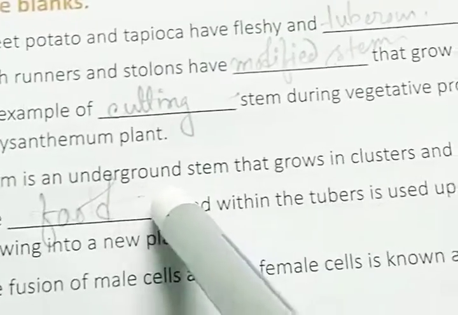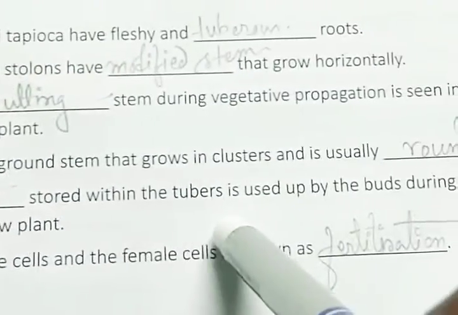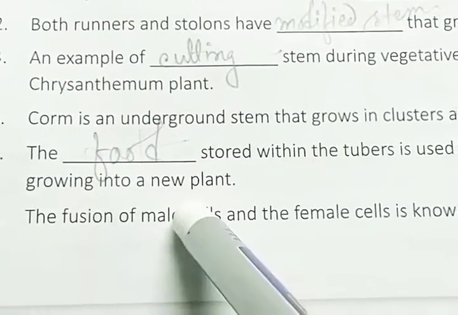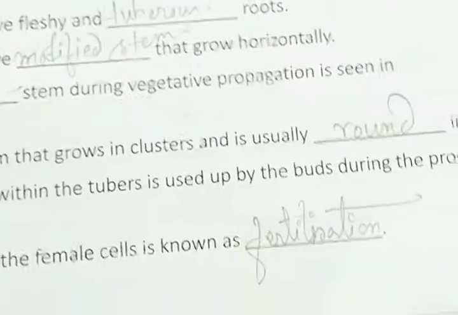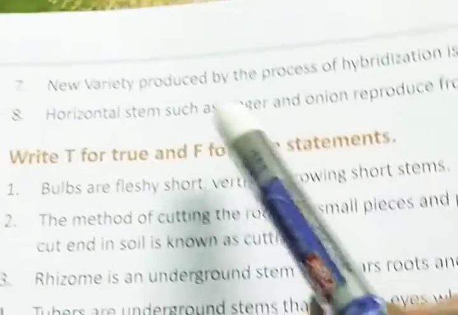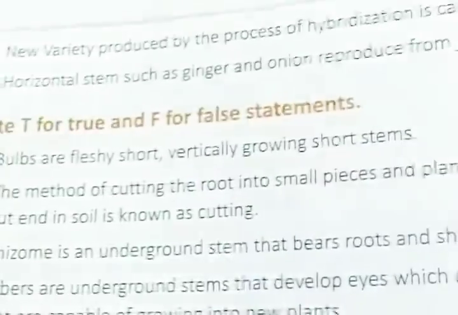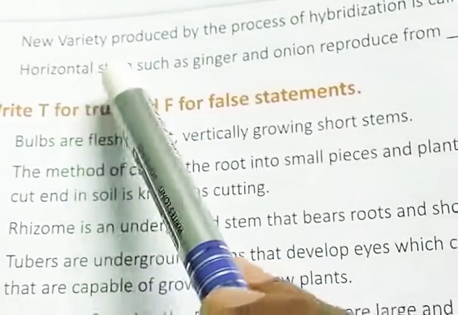Corm is an underground stem that grows in clusters and is usually round in shape. The dash stored within the tubers is used by the buds during the process of growing into a new plant. Food. The fusion of male cells and female cells is known as fertilization. Next, new variety produced by process hybridization is called tissue culture. And the last one, horizontal stems such as the ginger and onion reproduce from rhizome.